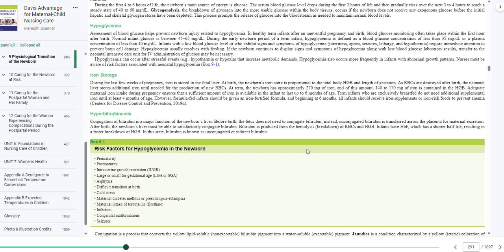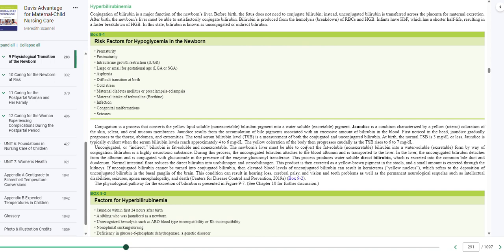Be familiar with box 9-1, just different risk factors that cause the hypoglycemia, and we covered that just a second ago on the other one, but these are the reasons, okay? Let's look, continuing on to hyperbilirubinemia.